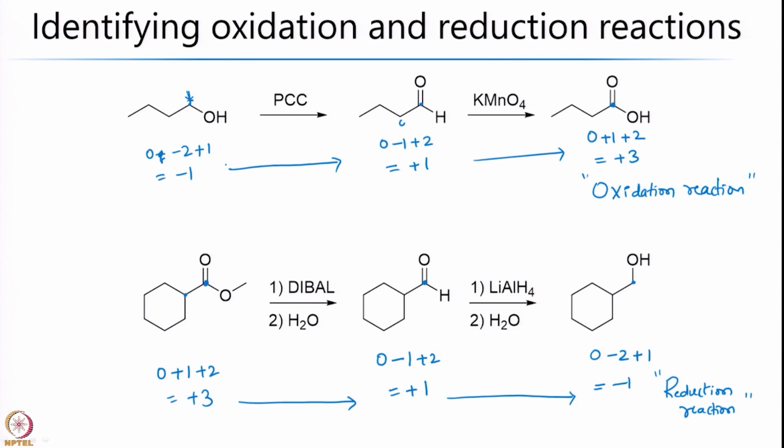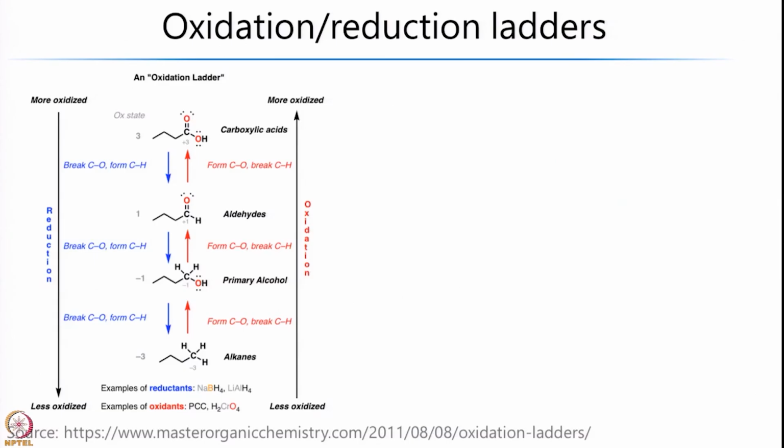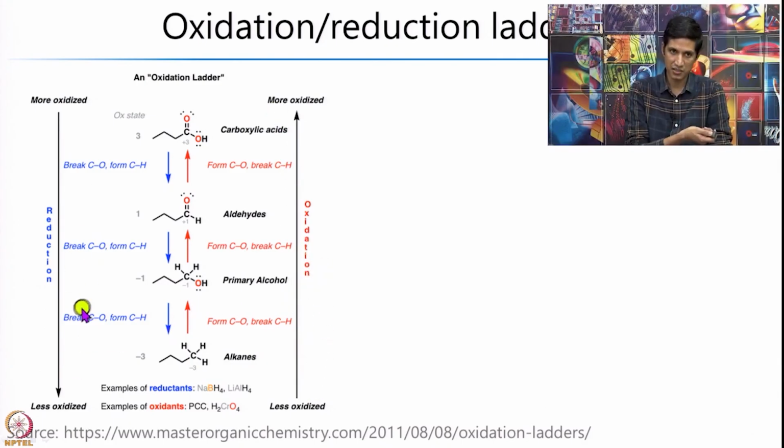So, with this I will leave you with what are called oxidation reduction ladders, and this is something which I have taken from the website called Master Organic Chemistry, which is very beautifully explained for a beginner. What you observe here is that a primary alkane is shown, and on the right hand side is the oxidation, and on the left hand side is the reduction. You see the oxidation state of the carbon going from minus 3 in an alkane to minus 1 in a primary alcohol, and it goes to plus 1 in the aldehydes and plus 3 in carboxylic acids.